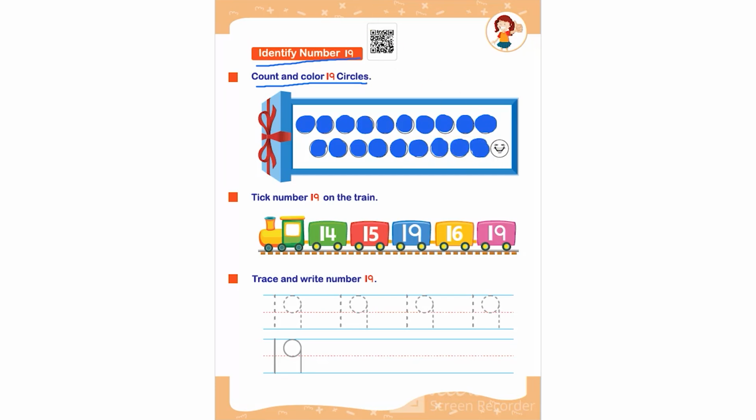19. After that, what they have to do is tick number 19 on the train. So here they have to put a tick mark on number 19. Trace and write number 19. So the child has to first of all trace the number 19 which is given over here in the first row, and after that they have to complete writing the number 19 on their own in the next row.